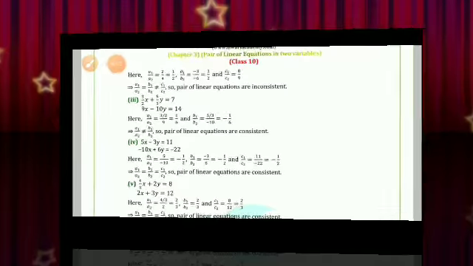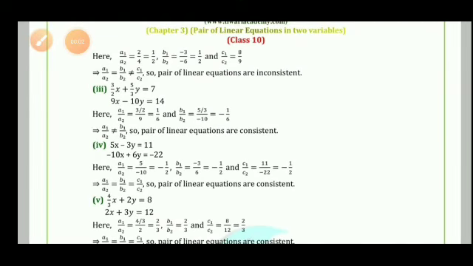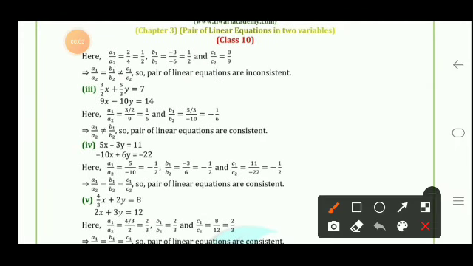Then it is given 3 upon 2 x plus 5 upon 3 y is equal to 7 and 9x minus 10y is equal to 14. So a1 upon a2 is equal to 3 upon 2 whole upon 9, that is 1 upon 6. b1 upon b2 is equal to 5 upon 3 whole upon minus 10, that is minus 1 upon 6. So it is clearly seen that a1 upon a2 is not equal to b1 upon b2, so the pair of linear equations is consistent. Now we have the fourth part: 5x minus 3y is equal to 11 and minus 10x plus 6y is equal to minus 22.